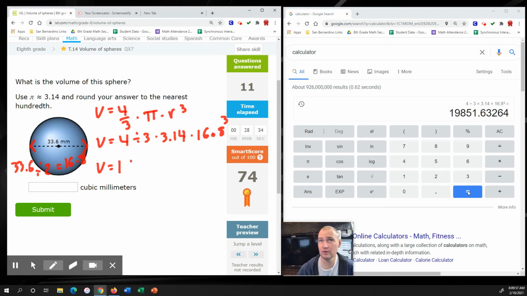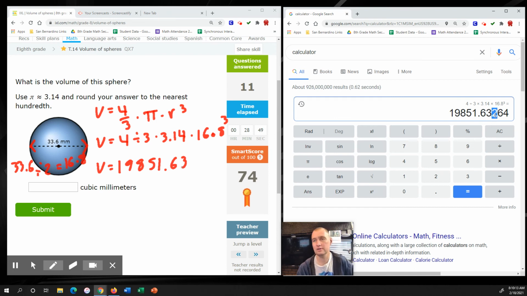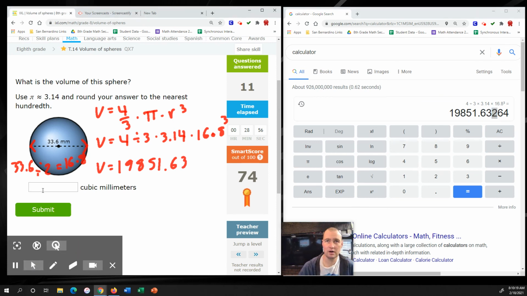So we're going to do volume equals 19,851.63. I'm going to stop at 63 because the 2 in the thousandths place in the calculator does not cause the 3 to round up. So we are done right there. All right. So 19,851.63.